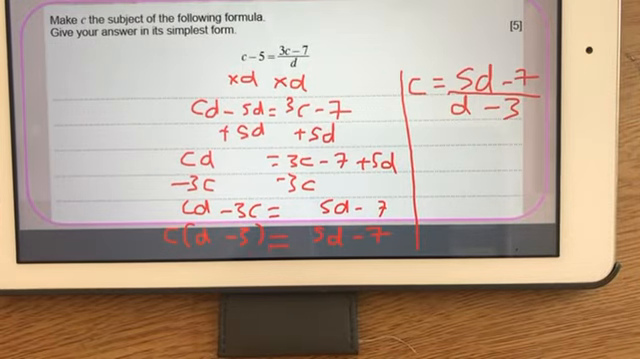Guys, if you got that right, that is a very, very difficult GCSE rearranging formula question. If you got that right, give yourself a big pat on the back. If you got some of it right, give yourself some marks out of 5. It's quite deep into the paper, so if you don't get it all right, it doesn't really matter.